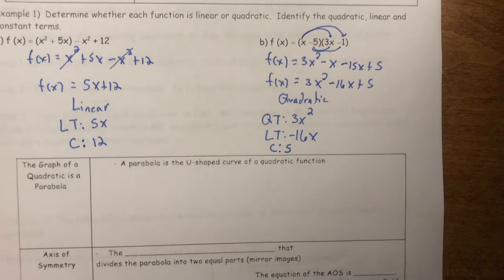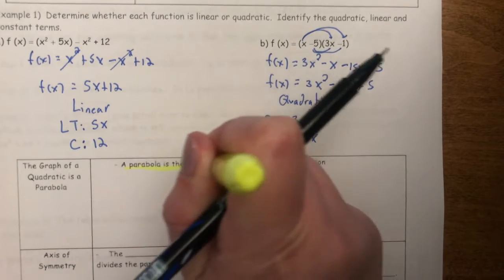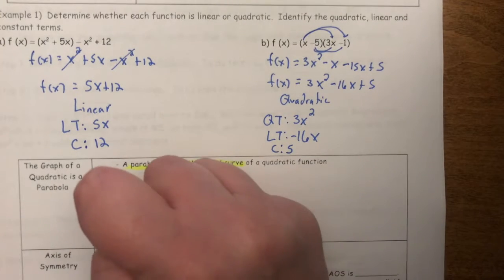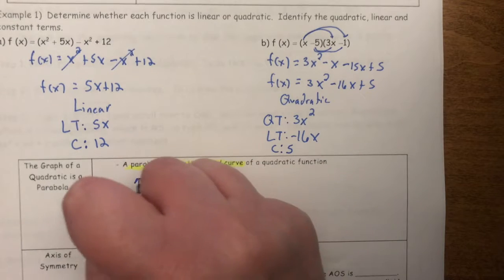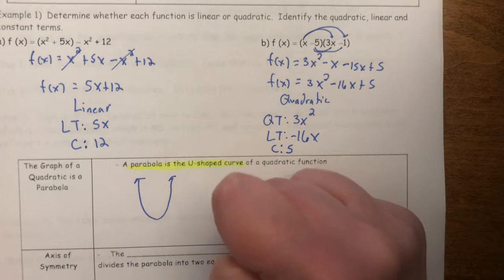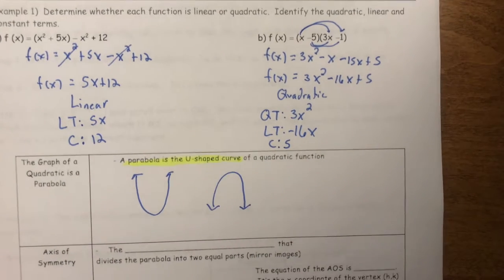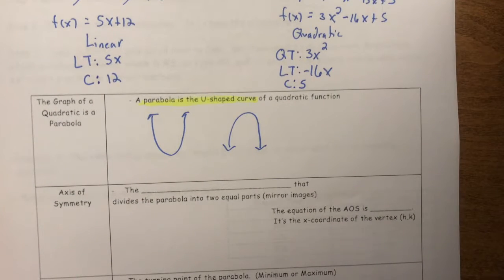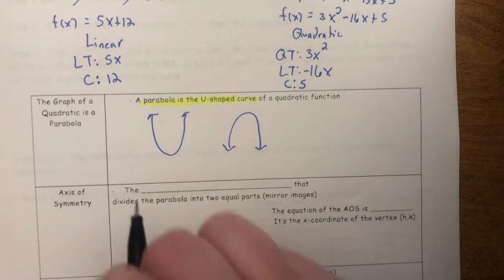Now, we've learned from Algebra 1 that when we graph a quadratic, it's going to have a U-shaped curve, and we call that U-shaped curve a parabola. When we graph a quadratic function, we know it's going to be a curve that's either going to open up or it's going to be a curve, that U-shaped curve is going to open down. Now, we have symmetry with that curve, and we can identify our axis of symmetry. It's a line that divides the parabola into two equal parts.